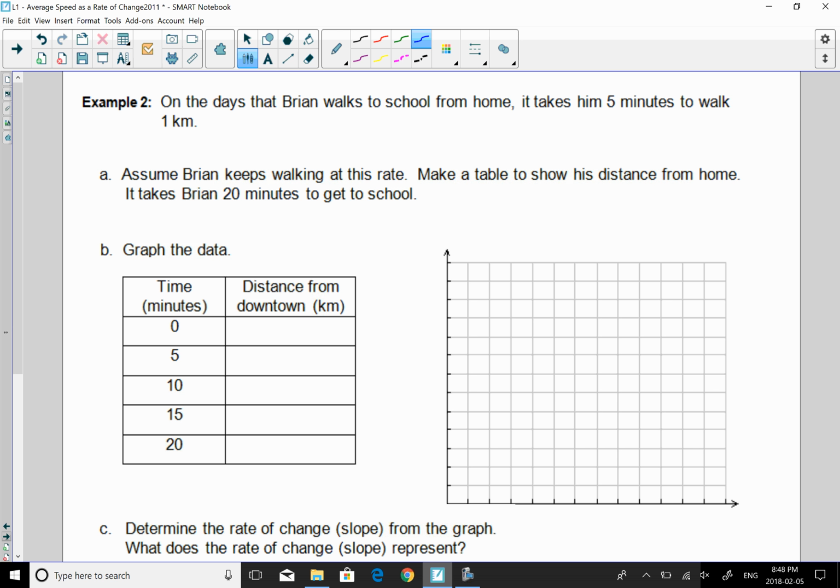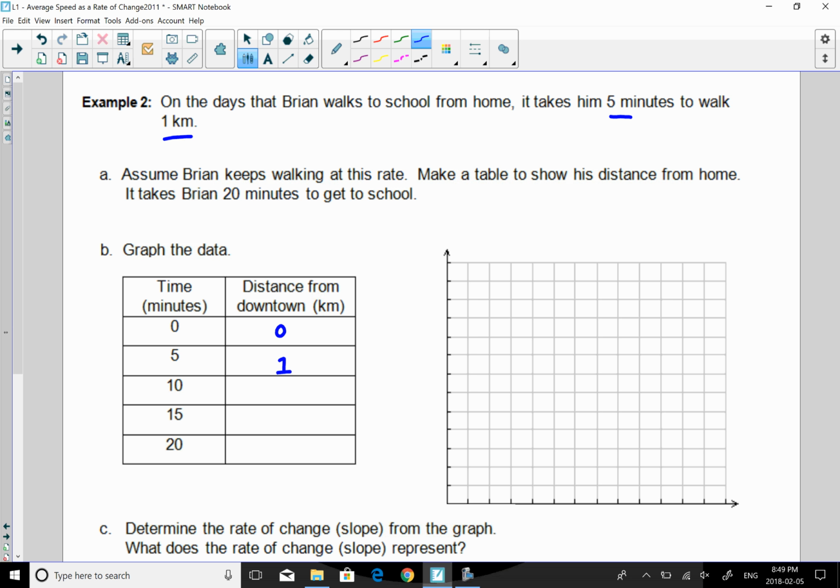Example 2. On the day that Brian walks to school from home, it takes him 5 minutes to walk 1 kilometer. Assume Brian keeps walking at this rate. Make a table to show his distance from home. It takes Brian 20 minutes to get to school. So at 0 minutes, he's going to be 0 kilometers. He hasn't walked. In 5 minutes, we are told that he walks 1 kilometer.